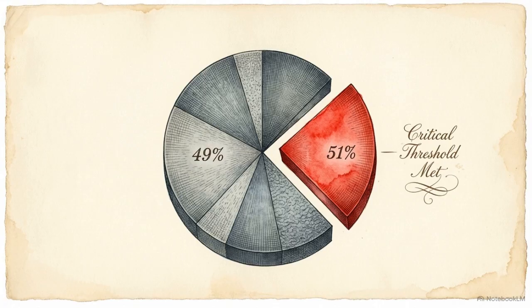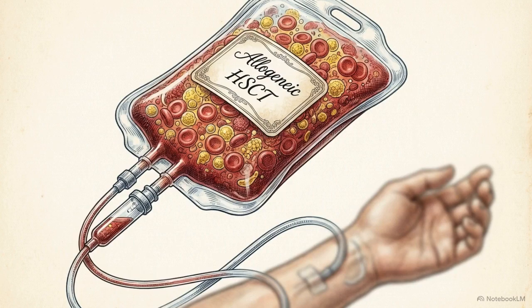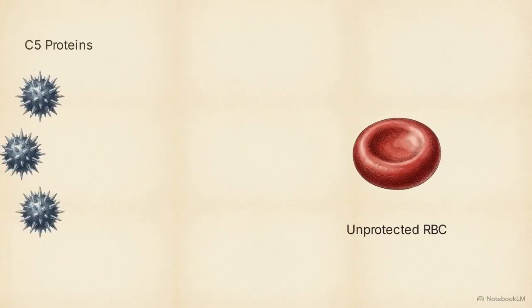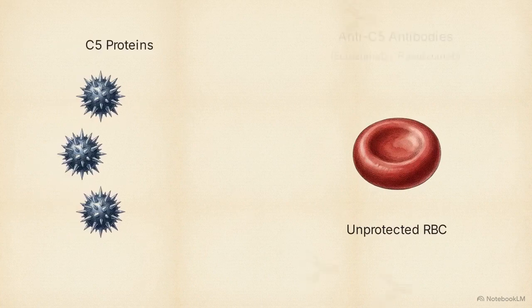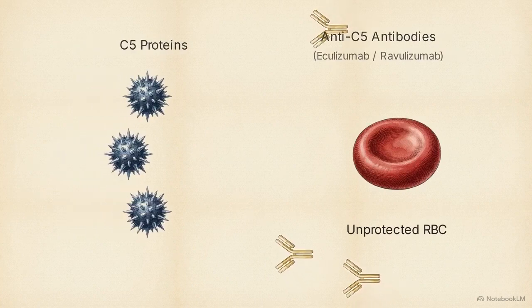A PNH diagnosis is considered clinically significant when the sample contains more than 50% PNH3 red blood cells. For severe marrow involvement, the definitive cure is an allogeneic hematopoietic stem cell transplant. When the primary issues are hemolysis and thrombosis, clinicians utilize anti-C5 monoclonal antibodies.